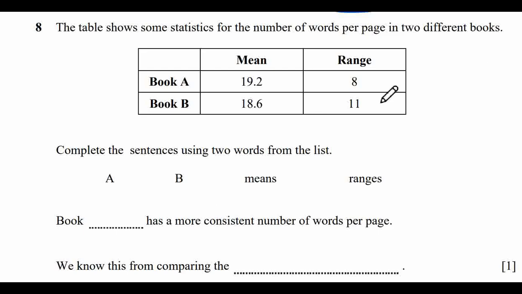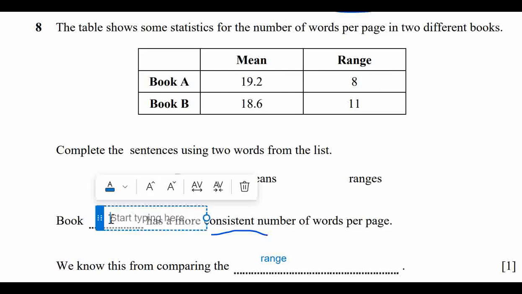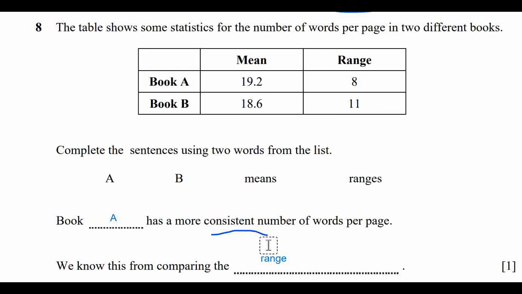Now you got given a choice of how to compare the consistency. So it means the range of data to relate to that, not the mean. So this will be the range. According to range, the lowest range is A, so it should be book A. It's more consistent. Okay, that will be our answer.